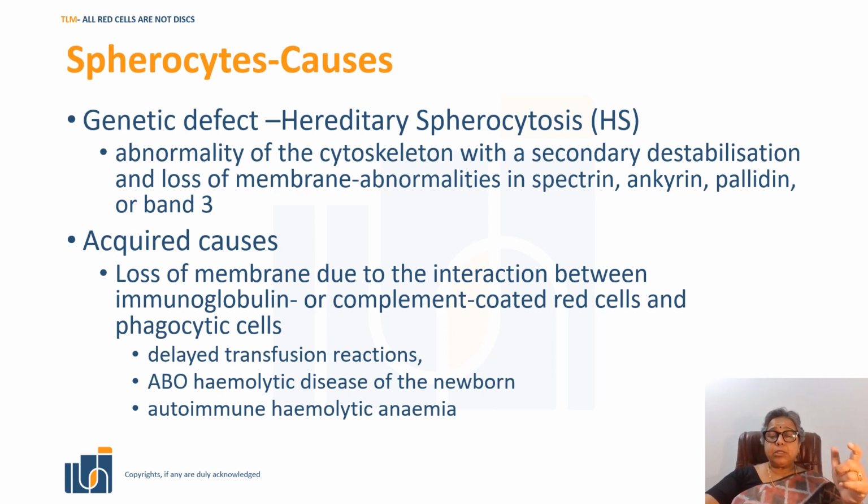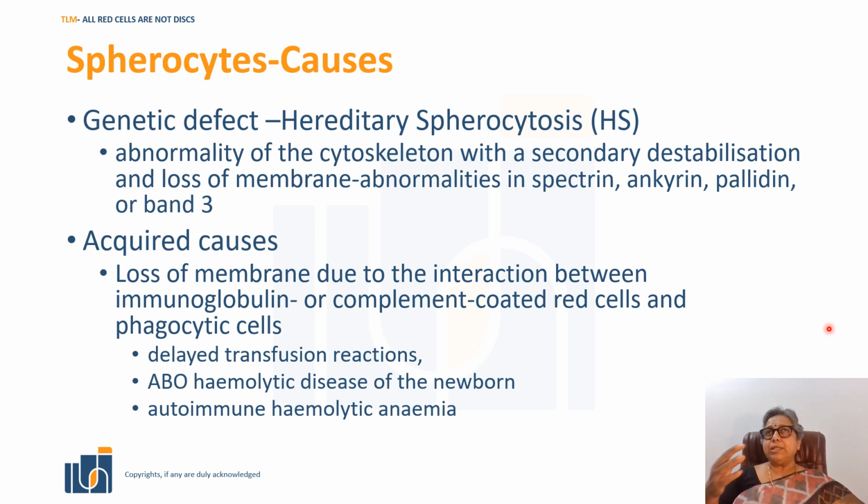Now, what are the causes of spherocytes? The cause of hereditary spherocytosis, as the name suggests, is hereditary, and therefore it's a genetic defect. There is an abnormality in the cytoskeleton with a secondary destabilization and loss of membrane proteins. So there are abnormalities in spectrin, ankyrin, pallidin, band 3.